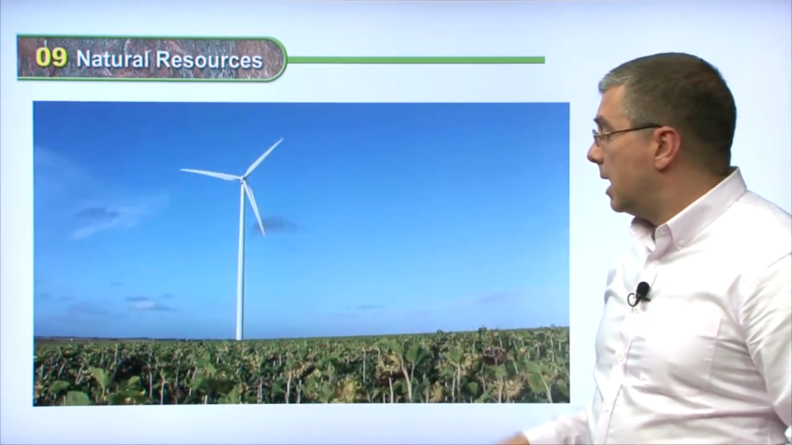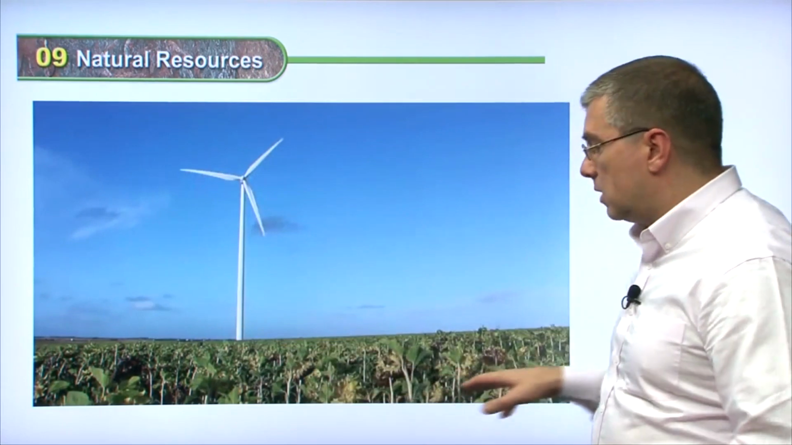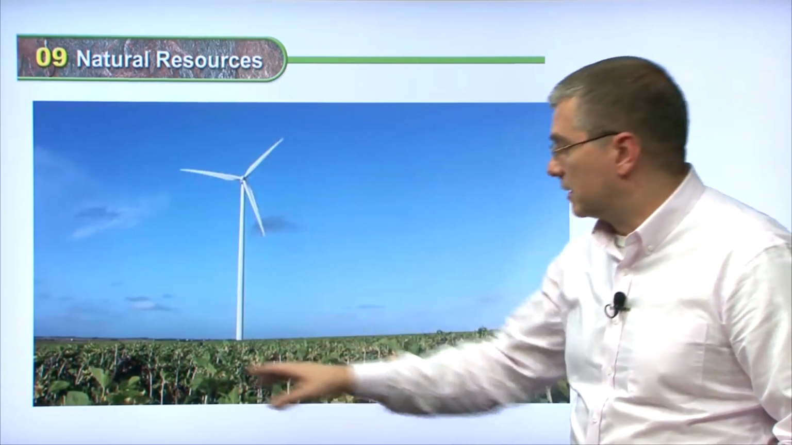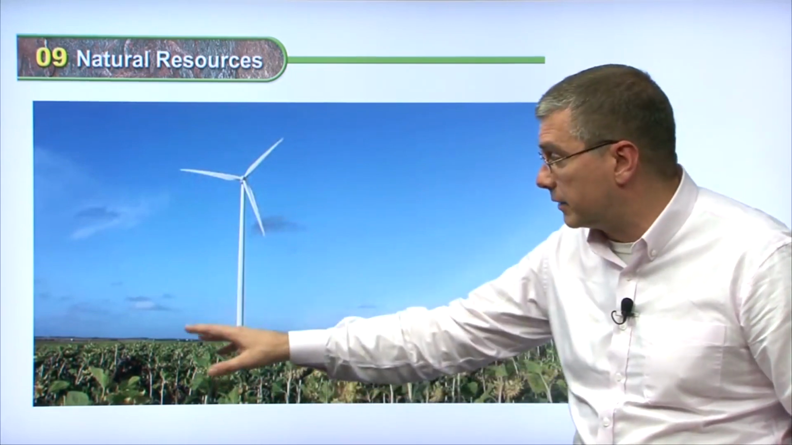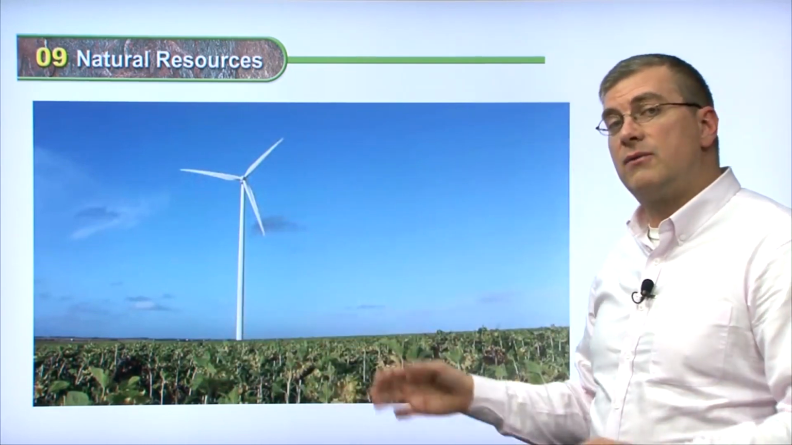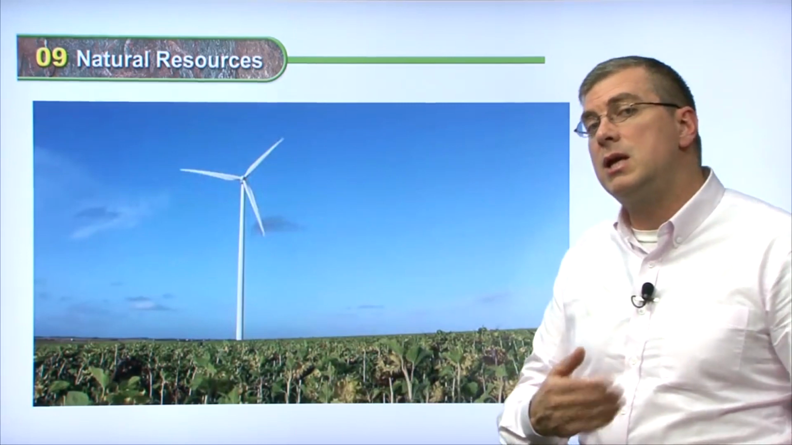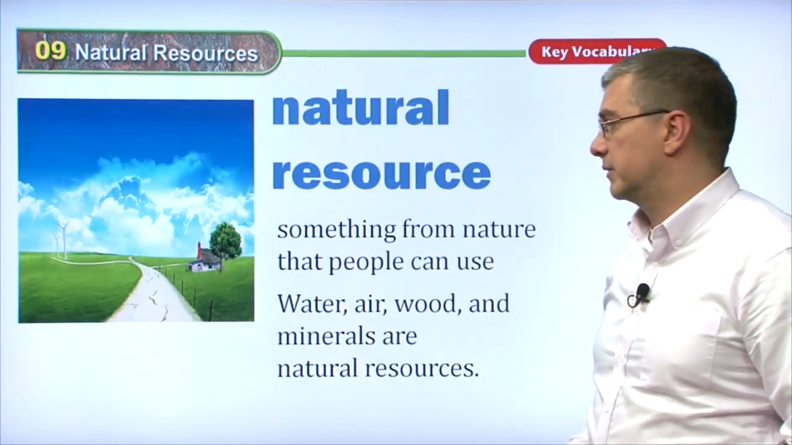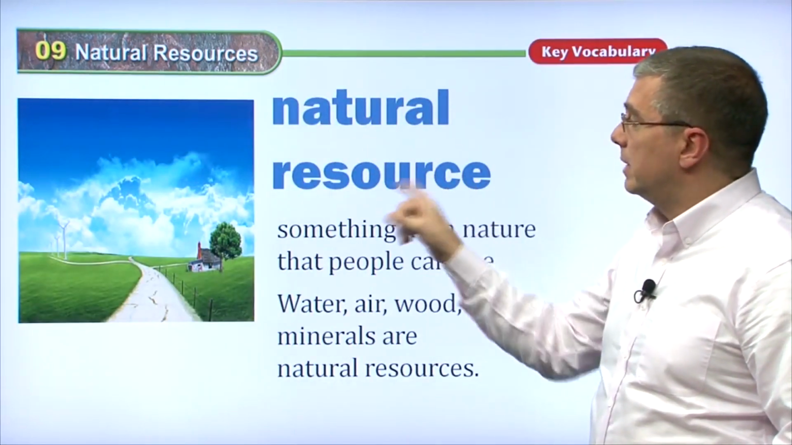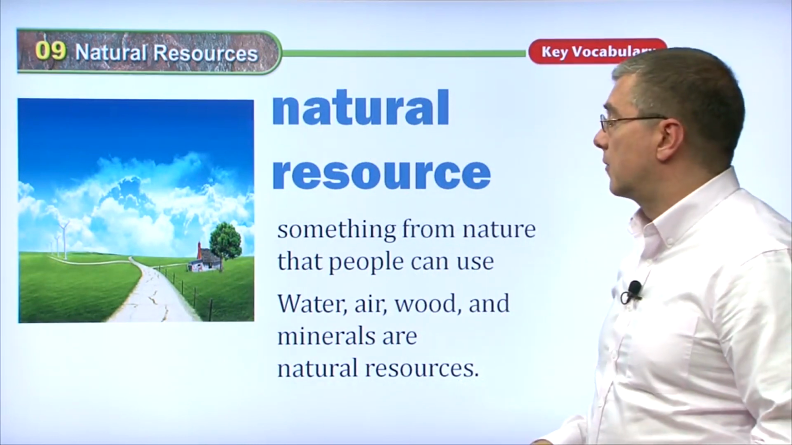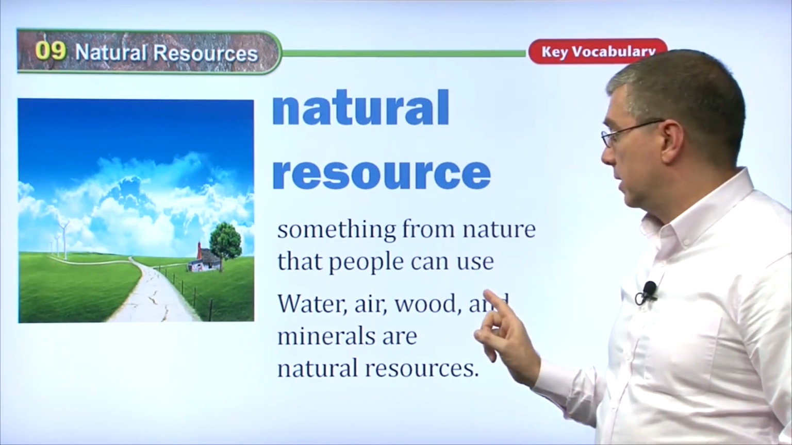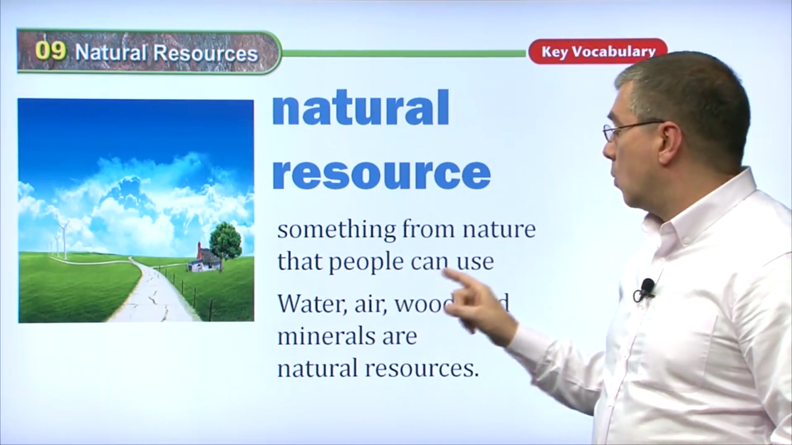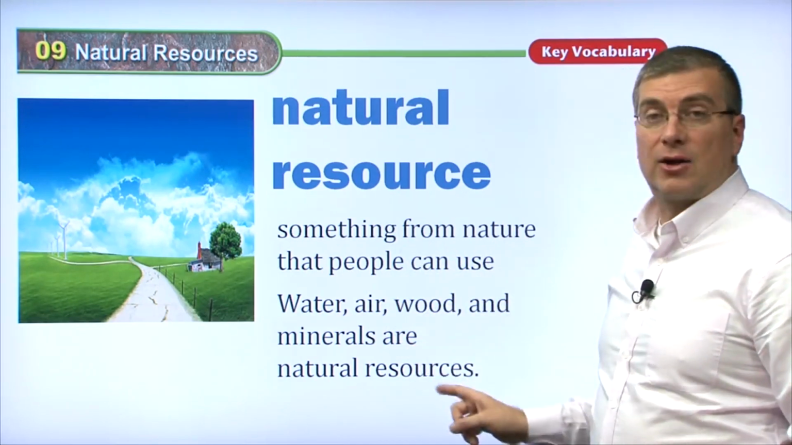But if you think about it, actually all of this, we're using all of these things for resources. We're using the ground, the soil, as a resource to grow plants, right? So there's a lot of different things from nature that we use, and we call these resources. A natural resource, we're talking about this, of course, is something from nature that people can use. Water, air, wood, and minerals are natural resources.